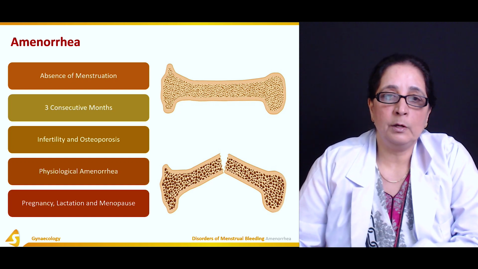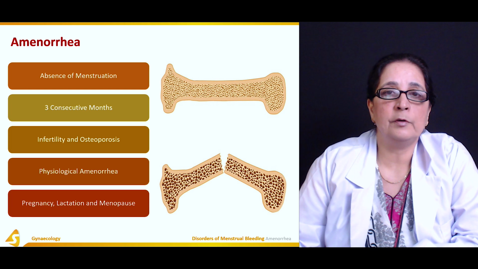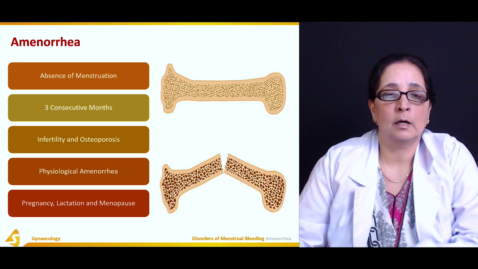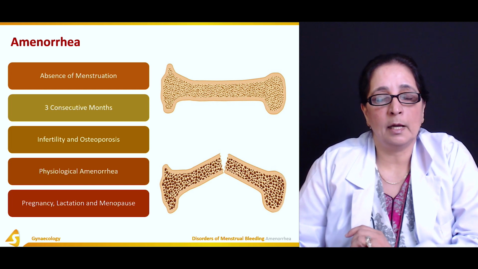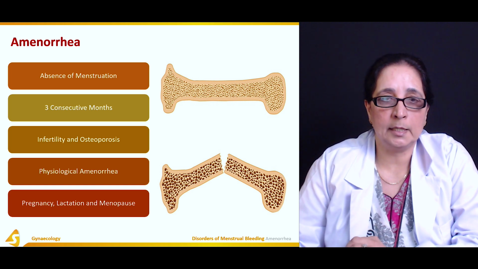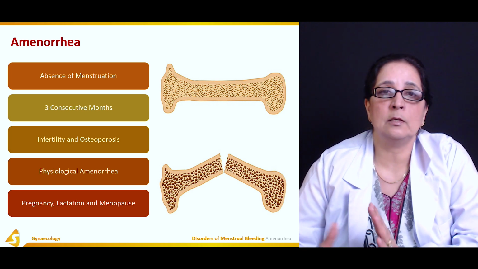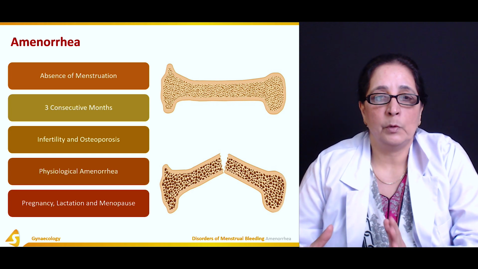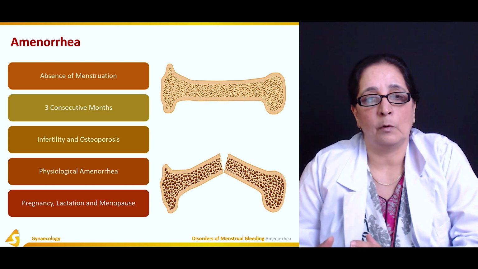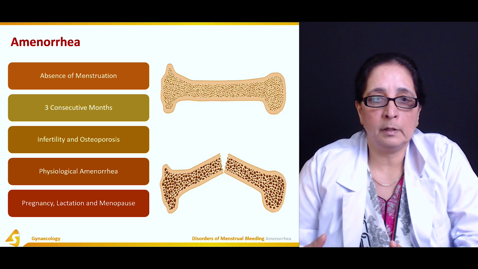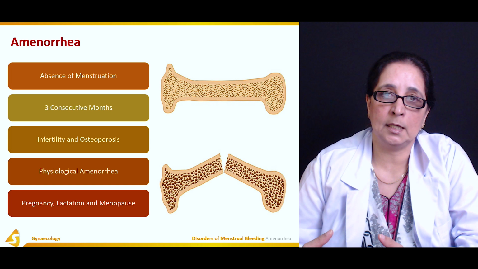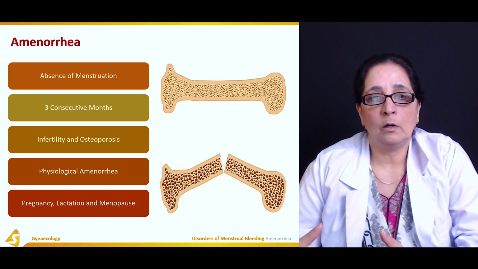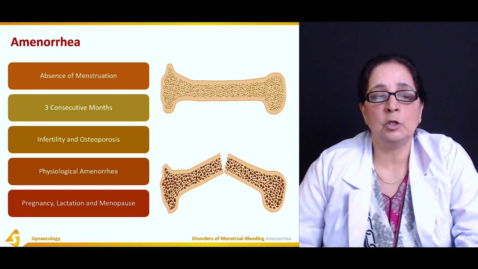When there is amenorrhea, it can lead to infertility, because for fertility and for conception, a regular menstrual cycle is important, and ovulation on the 14th day of the cycle, in the case of a 28-day cycle, is important. And when there is no regular menstrual cycle, no ovulation, then infertility is the problem. Then also the patient comes with osteoporosis.